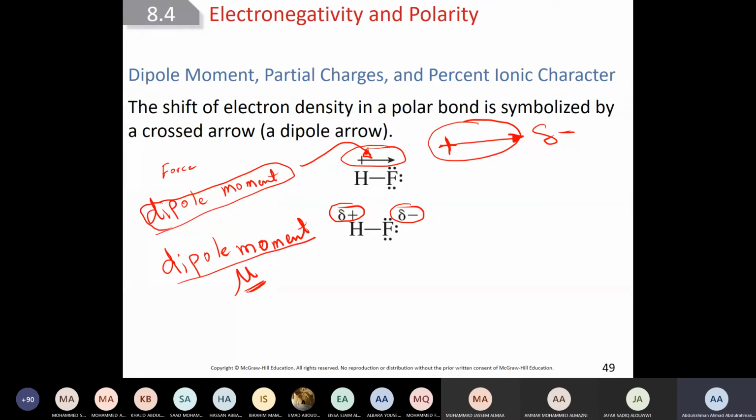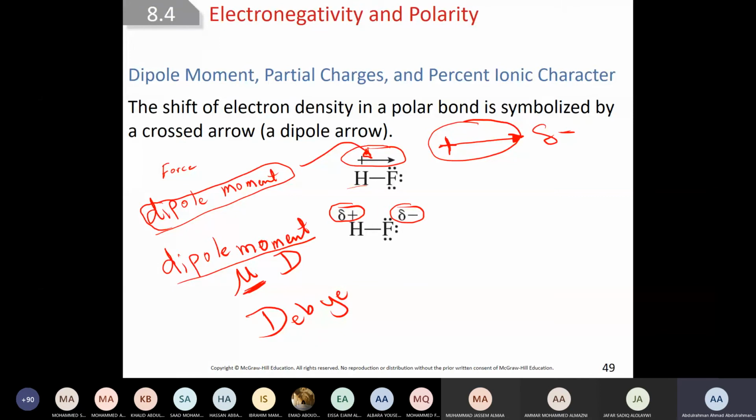And the unit that we use for the dipole moment is called debye, with a capital D. You don't have to memorize the name. I mean, memorize the name, but you don't have to know even the spelling, but I'll find it for you. It is debye, and we write it with a capital D. When we calculate the force, it's called debye.